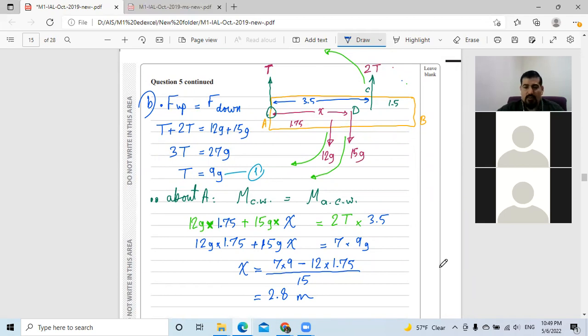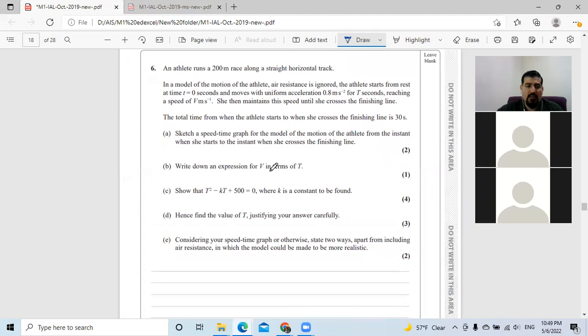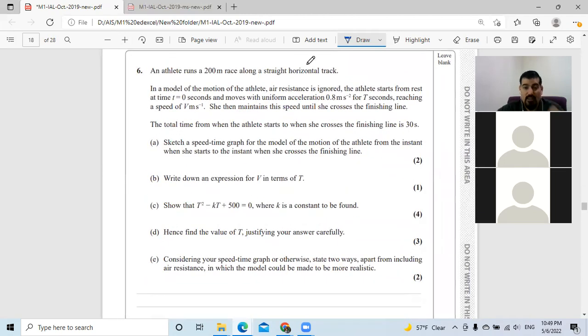Now let's move on to question number 6. Okay, in question number 6, graph question. What do we have? An athlete runs a 200-meter race along a straight road. So the total distance, let's assume it's 200, unless they give us other information. In a model of the motion of the athlete, the air resistance is ignored.